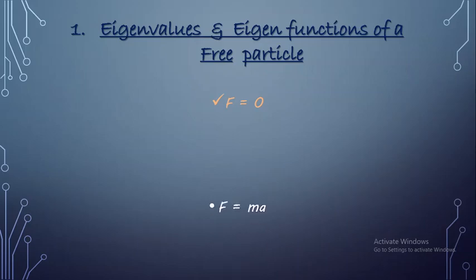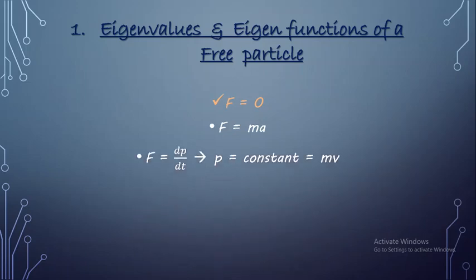From Newton's second law, we have F equals m into a, where m is the mass and a is acceleration. For a free particle, F equals 0, so m into a equals 0. Mass of the particle or the system cannot be equal to 0. It means that acceleration has to be 0. And acceleration is 0 means velocity is constant, because acceleration is nothing but the rate of change of velocity. So for a free particle, force is 0 and velocity is constant because acceleration is 0.